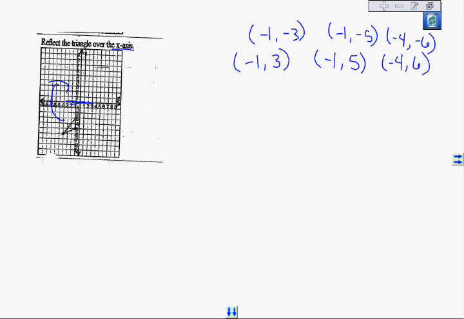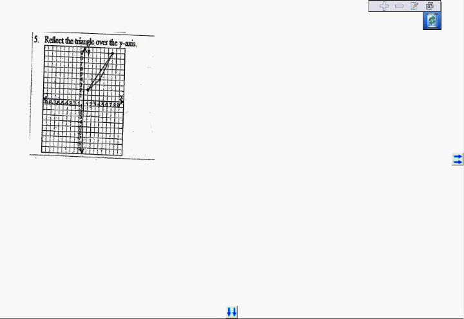Plot your points. You're going to go left 1 up 3, left 1 up 5, left 4 up 6. If I were to fold this in half on this line, would these overlap? Yes. That's what a reflection is. Reflect the triangle over the y-axis, so I'm changing the x's. Go right 1 up 2. Right 4 up 4. Right 7 up 9.